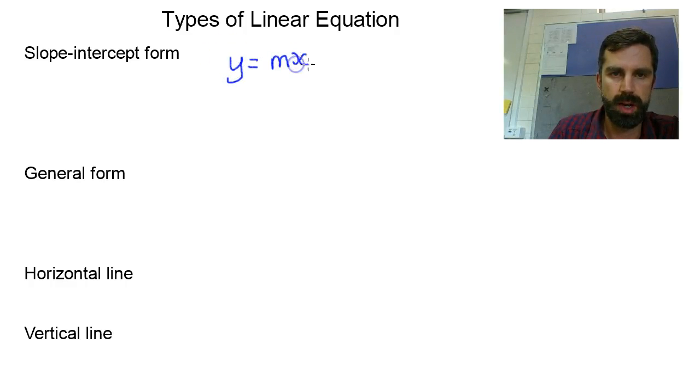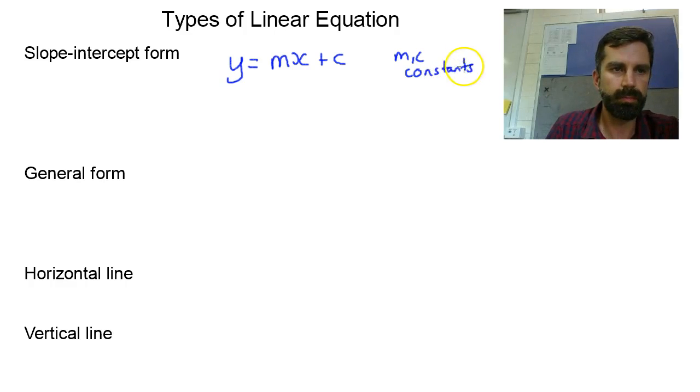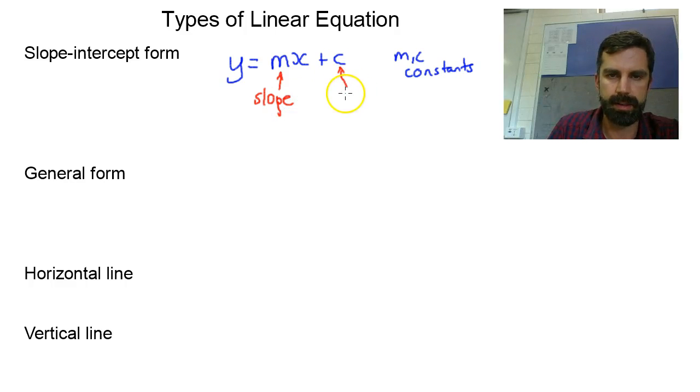This looks like y equals mx plus c, where m and c are constants. The really nice thing about this form is that it's very easy to visualize because m represents the slope of the line and c represents the y-intercept. So that's where it intercepts the y-axis. Okay, so slope-intercept form is very easy to use.